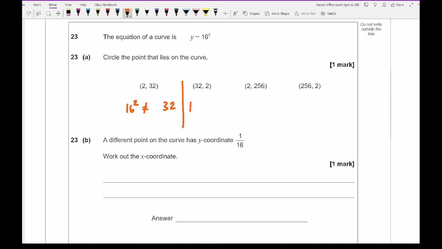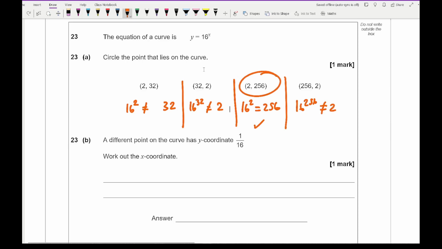I then do 16 to the power of 32. Does that equal 2? No, it does not. I then do 16 squared. Does that equal 256? That does. And 16 to the power of 256 does not equal 2. So the correct answer is going to be my third option.